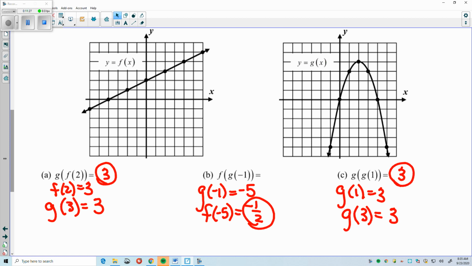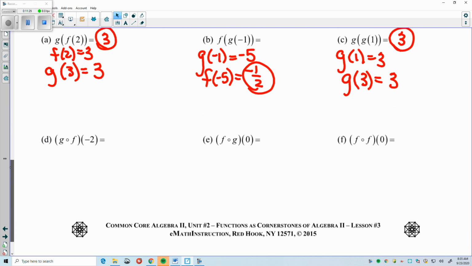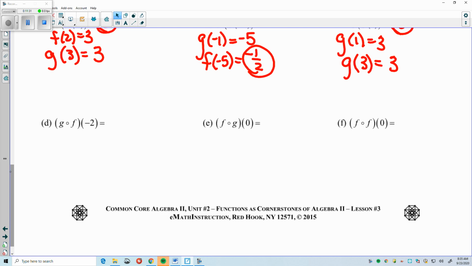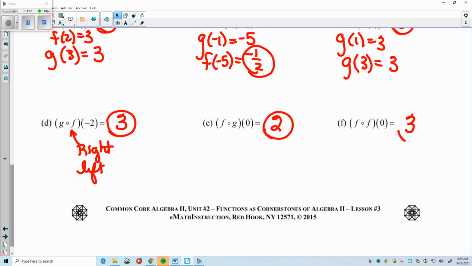Okay. I'm going to let you try these next 3, keeping in mind if you were to evaluate this, you're going to evaluate the right first, and then you're going to go to the left. I will give you these 3 you can try. Final answers I have on letter D would be an answer of 3. On E, I have an answer of 2. And on F, I have an answer of 3. So that gives you 3 that you can practice and see how you do.